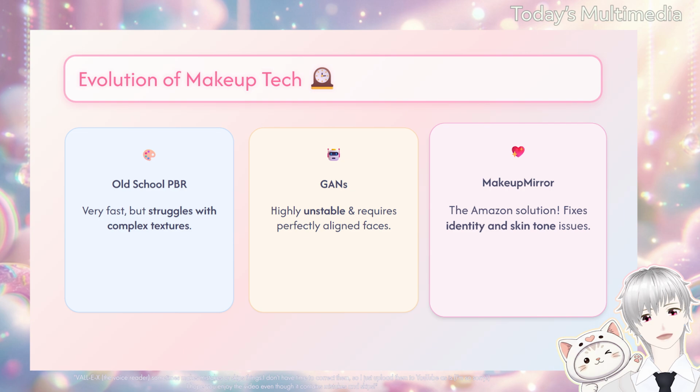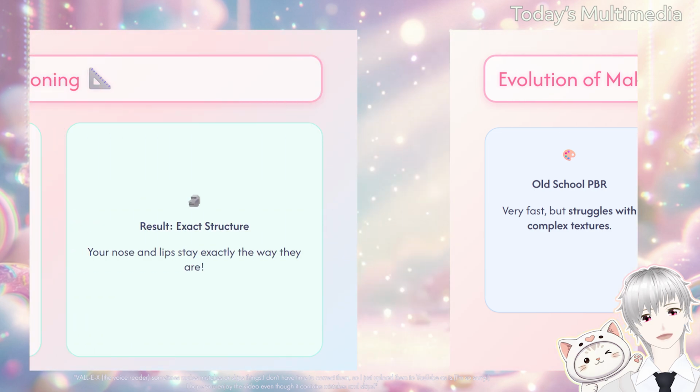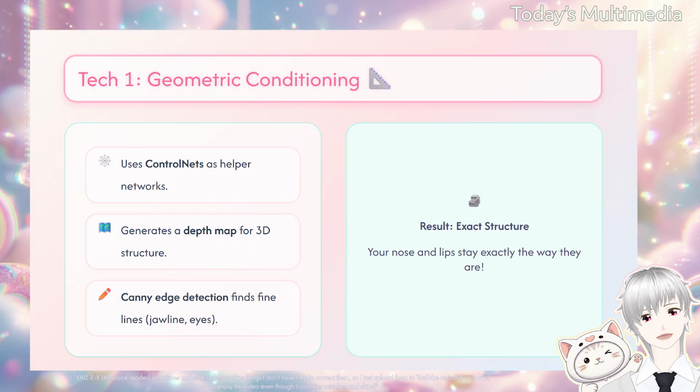The researchers from Amazon developed this new approach to make significant progress in preserving your unique facial attributes. Let us delve deeply into the 4 major technical innovations they introduced, because the science behind this is just fascinating. First, they enhanced facial fidelity through geometric conditioning. What that means is they added special helper networks called ControlNets.